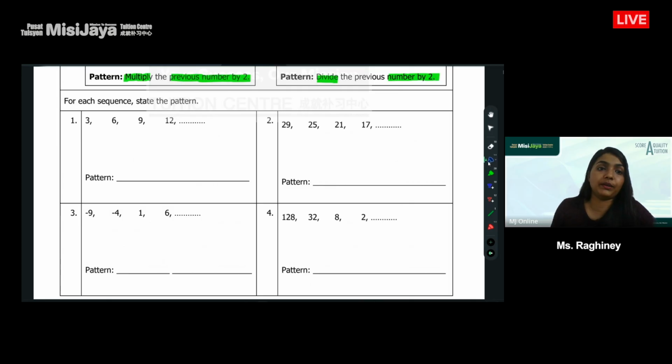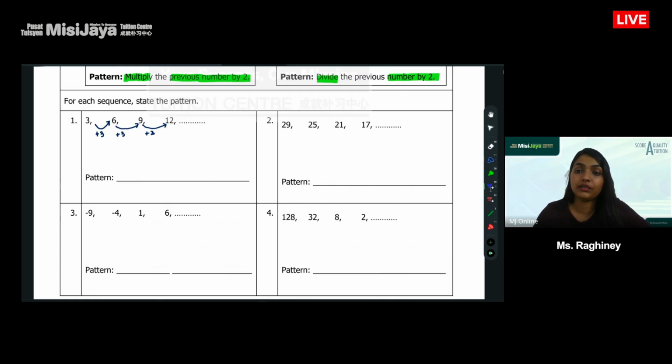What's actually happening over here? How did 3 become 6? It's plus 3. And 6 becomes 9, plus 3. And 9 becomes 12, plus 3. So what's the pattern? Add 3 to the previous number, right?